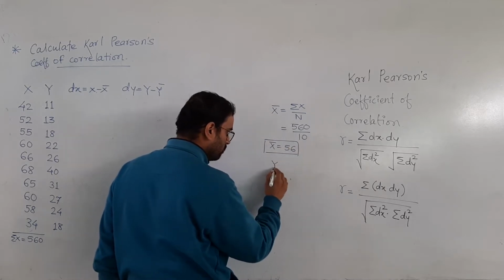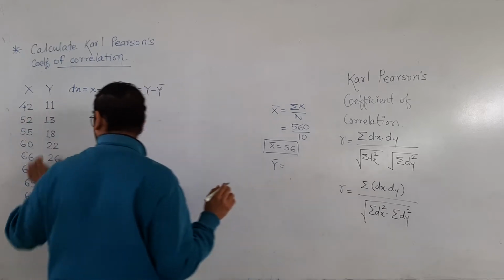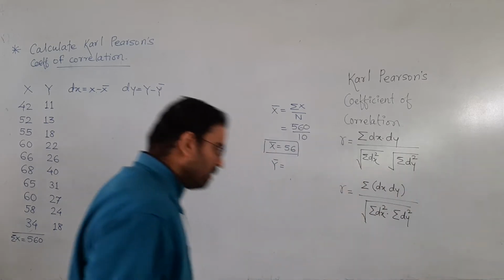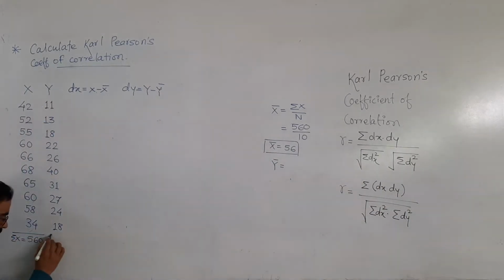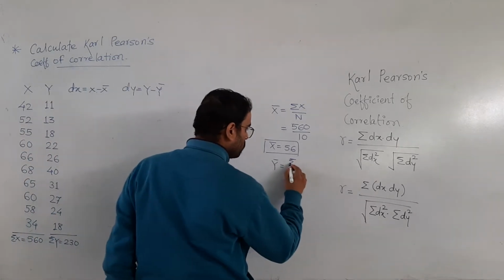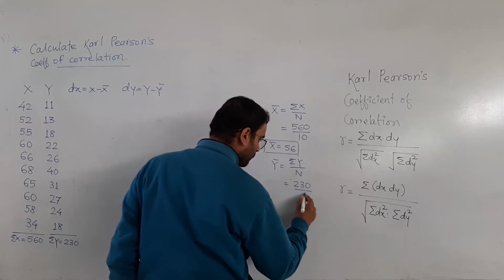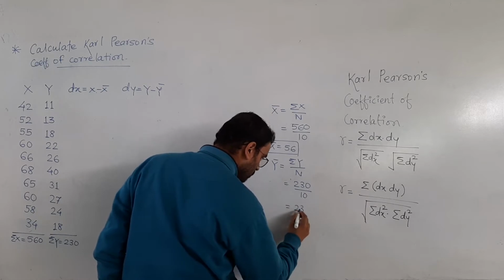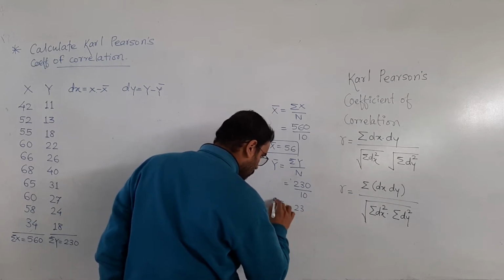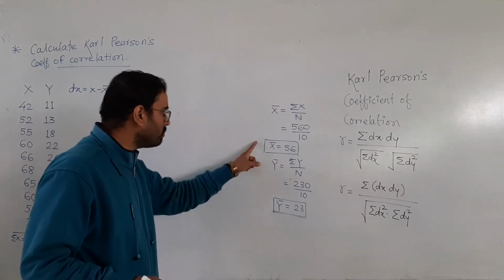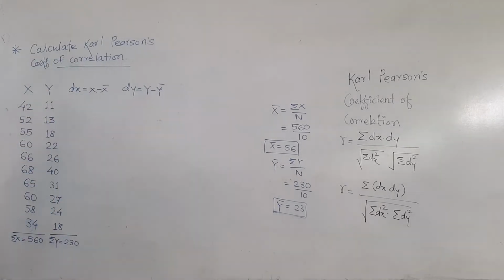In the same way, you also need to calculate y bar. Just find the summation of y. The summation of y is 230 and 10 values are there. So summation of y divided by n: 230 divided by 10. So what is y bar? Y bar we are getting is 20. By using these values, we can find these columns. It is simple.